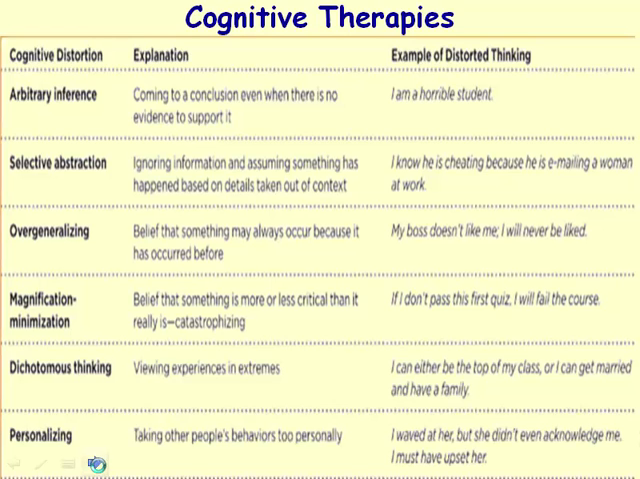Negative emotions arise from irrational interpretations of experiences and their negative beliefs, such as arbitrary inferences, selective abstractions, overgeneralizing, magnification or minimization, dichotomous thinking, that's either or thinking, and personalizing. The cognitive therapist helps the client to recognize their particular irrational beliefs and challenges the client to develop more realistic views after seeing that the irrational beliefs are unreasonable and emotionally harmful for the client.